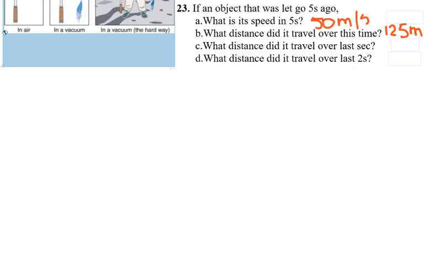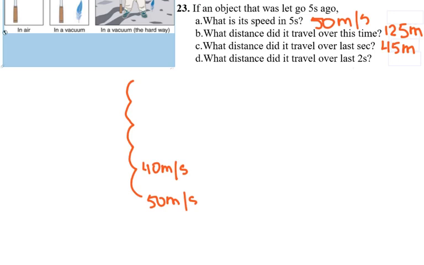Then what distance did it travel over the last second? So I'm going to draw 5 seconds. 1, 2, 3, 4, 5. So here velocity is 50 meters per second. Here velocity is 40 meters per second. So average velocity is 45 times 1 last second. So that gives me 45 meters. It traveled 45 meters over the last second.